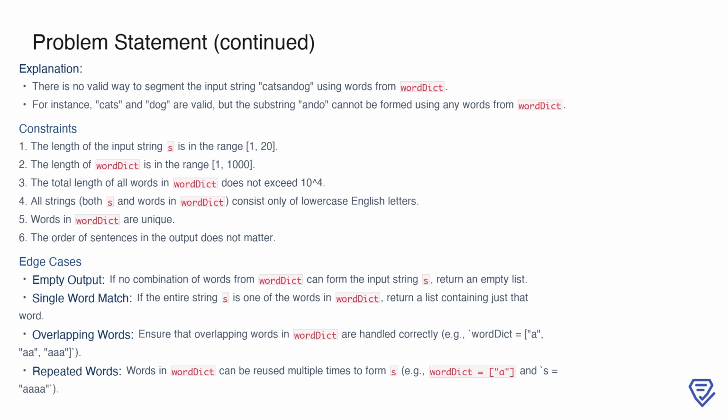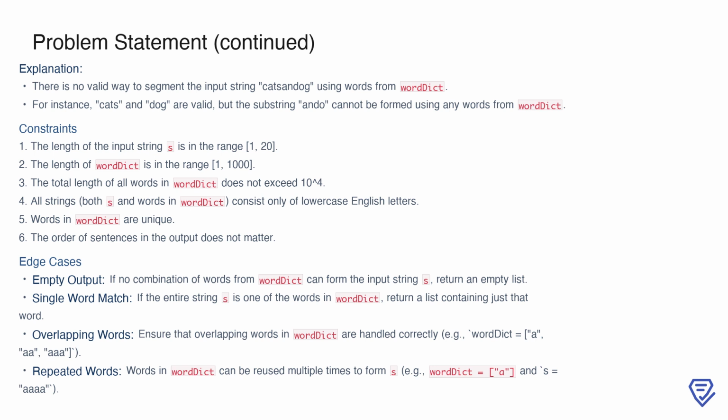In the third example, the input string is S equals "catsandog" and the dictionary is wordDict equals cats, dog, sand, and cat. Here, the output is an empty list. This is because there is no valid way to segment the string "catsandog" using only words from the dictionary. For instance, while cats and dog are valid words, the substring "og" cannot be formed using any combination of words from wordDict. Now, let's consider some constraints and edge cases.